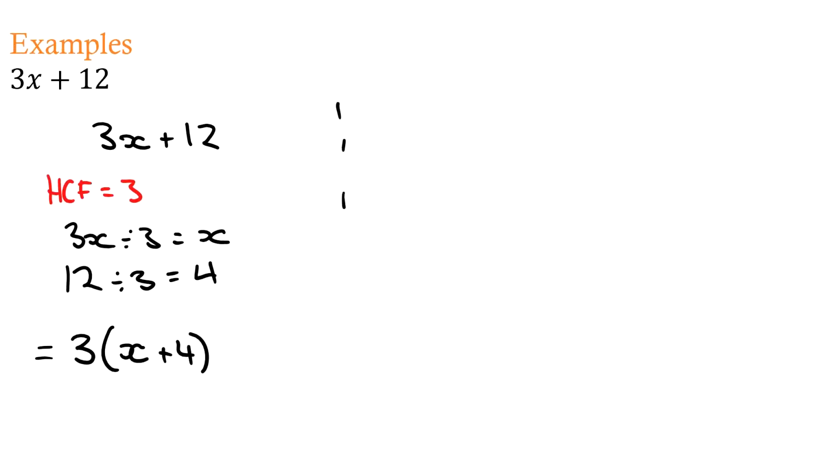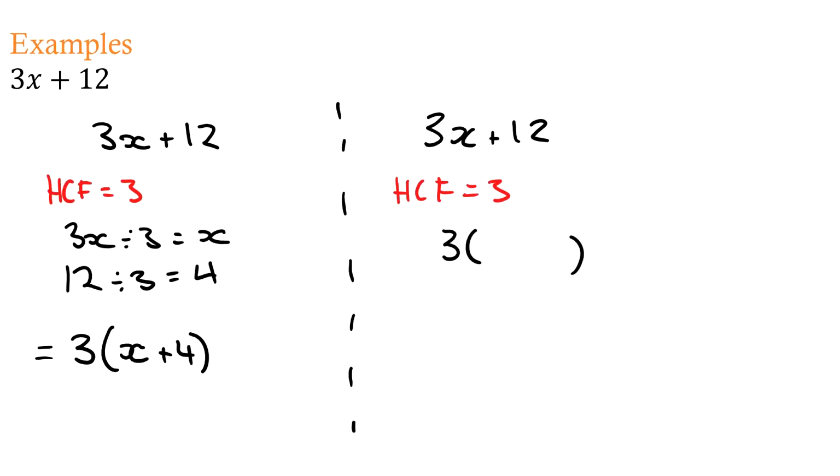The other way to do it, if I draw a dotted line down here, is we have 3x plus 12. I know that my highest common factor is 3 still, so I'm going to write 3 and brackets like this. I know there's a plus up there, so I'm going to put a plus there. And then I'm going to go, well, 3 times what will get me to 3x? So 3 times something equals 3x. And I know that must be x, so x has to go in here. Then I go 3 times something equals 12, and that something's 4, so 4 goes in there. So there's both those ways. You can do the division way, or you could do the multiplication way.